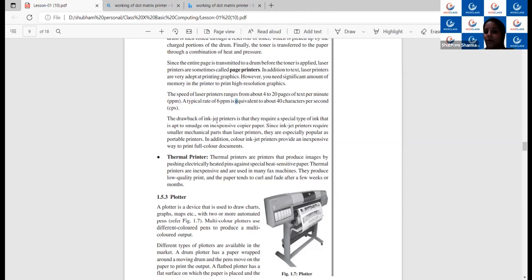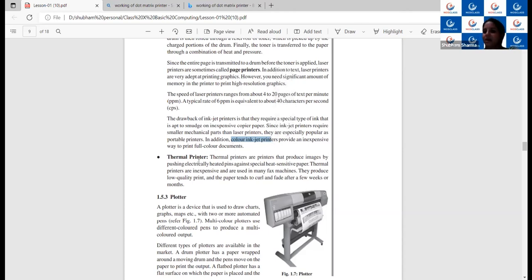Okay. Now what is the drawback? The drawback of inkjet printer is that they require a special type of ink that is apt to smudge on inexpensive copier paper. Since inkjet requires smaller mechanical parts than laser printer, they are especially popular as portable printers. In addition, color inkjet printers provide an inexpensive way to print full color documents. So inkjet printers are less expensive than laser printers.